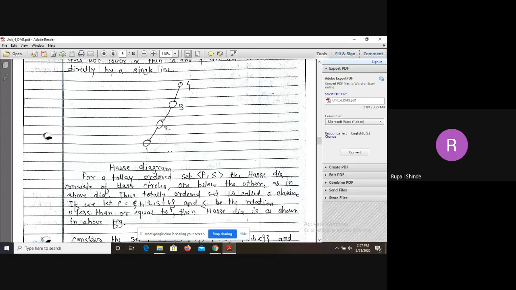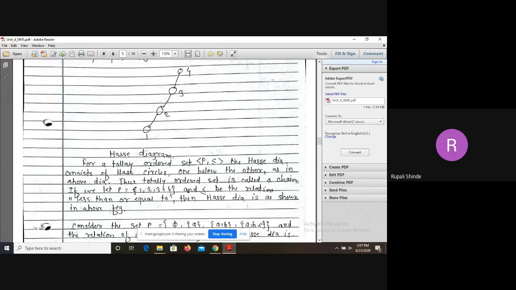Now we have to finalize the position for these 4 elements. Okay. Now here they have mentioned this relation is the less than or equals to relation. Now we see 1 is less than 2, that's why we place element 1 below 2. Again 2 is less than 3, that's why we place element 2 below 3. Again 3 is less than 4, so we place this element below 4.